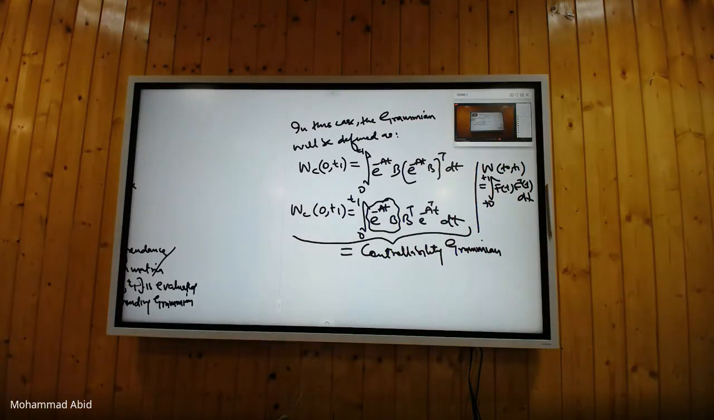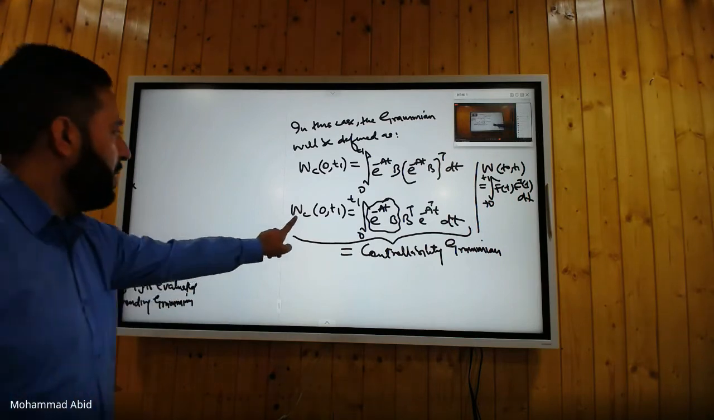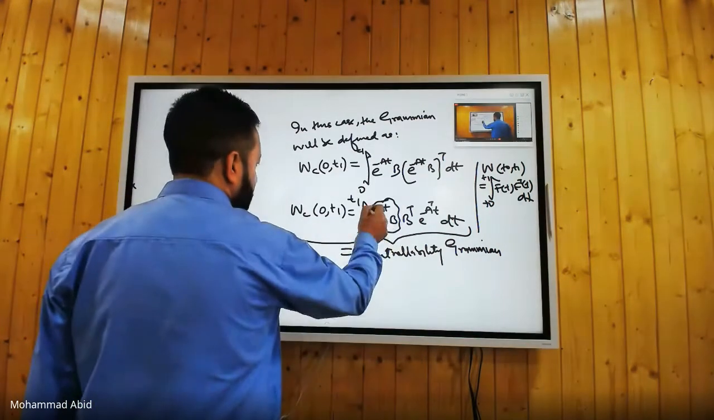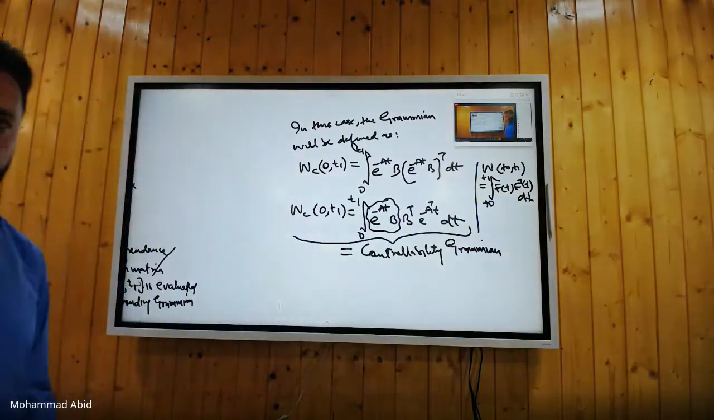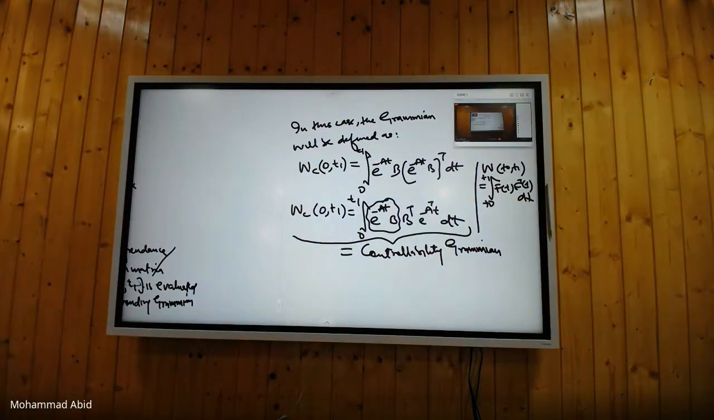So what does that in turn imply? For this to be non singular, how can this be non singular? This can be non singular only if this function F(t) has got all the rows linearly independent. Are you getting me? Is that okay?